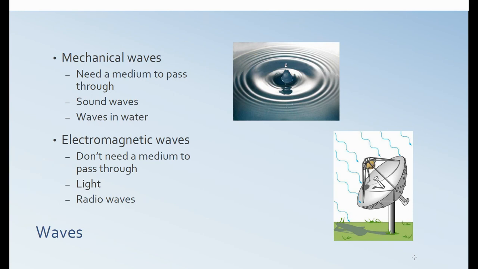On the other hand, we have electromagnetic waves. And electromagnetic waves don't need a medium to pass through. So things like light and radio waves and X-rays, these types of waves can cross, for example, the vacuum of space. They don't need a medium to move through.